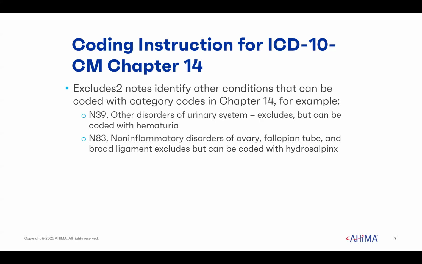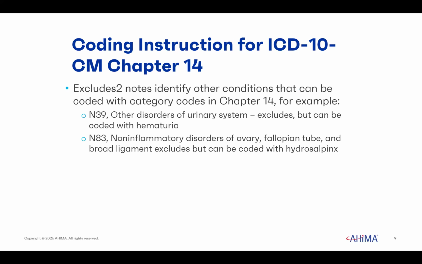Excludes2 notes, on the other hand, identify other conditions that can be coded together with these category codes. And if you think about it, there are two great examples here. N39, other disorders of urinary system, excludes but can be coded with hematuria. That makes a certain amount of sense.